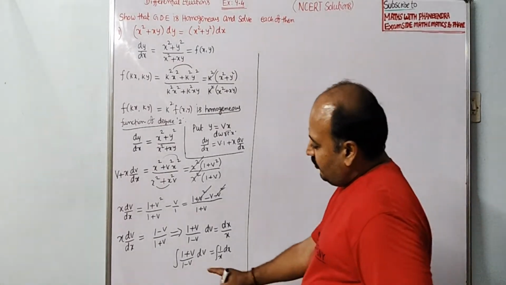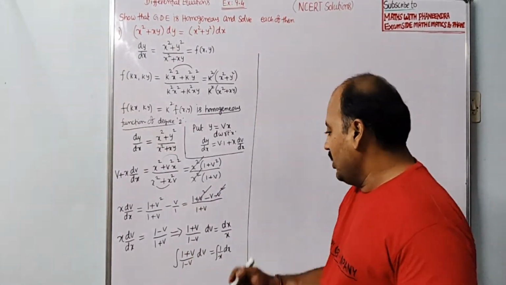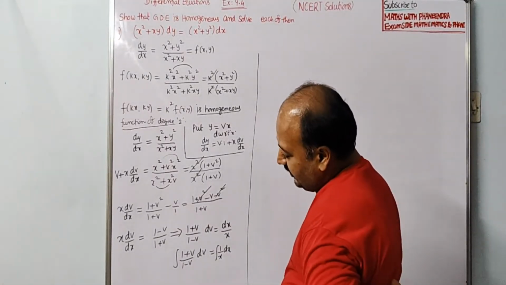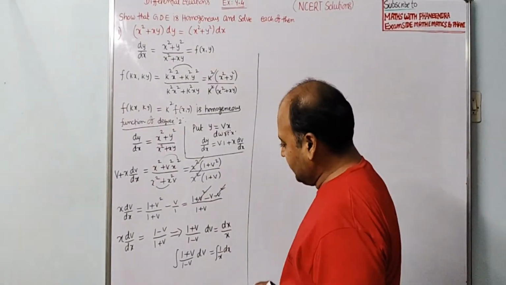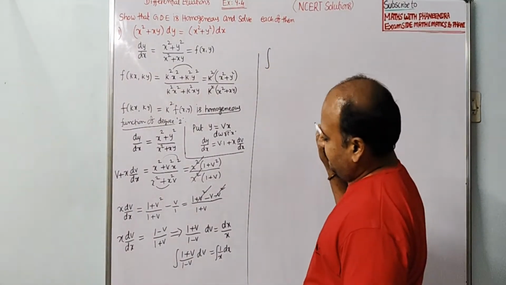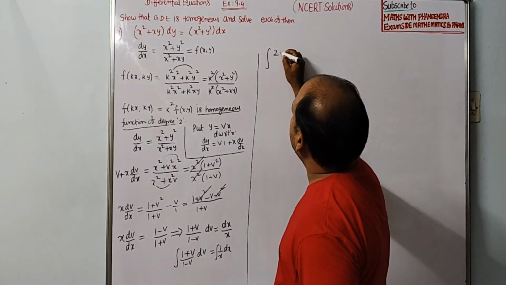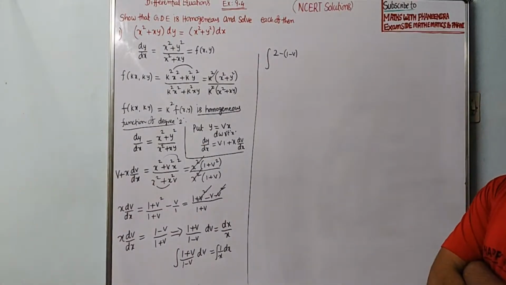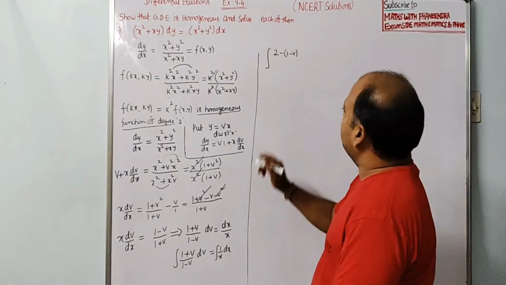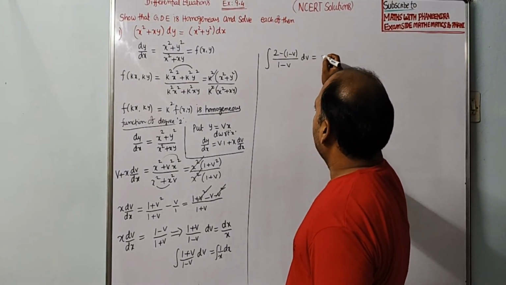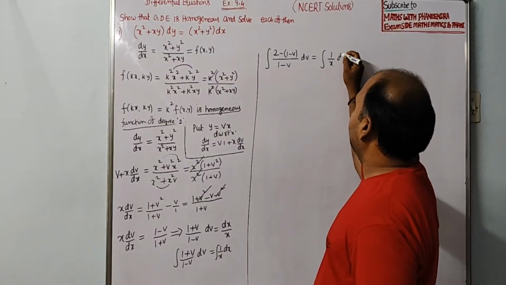After that, here (1 plus v) by (1 minus v), we can express, serious students, the numerator in terms of the denominator. Can we write it like this? 2 minus (1 minus v). So the meaning is 1 plus v only: 2 minus 1 is 1, minus of minus v. So 1 plus v we are writing like this, divided by 1 minus v into dv, equal to integral 1 by x into dx.